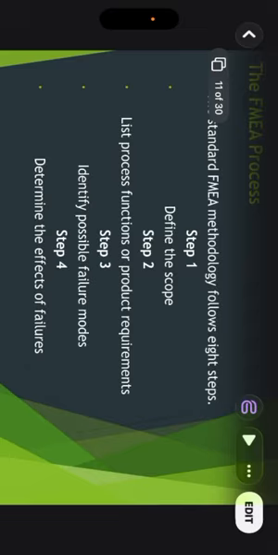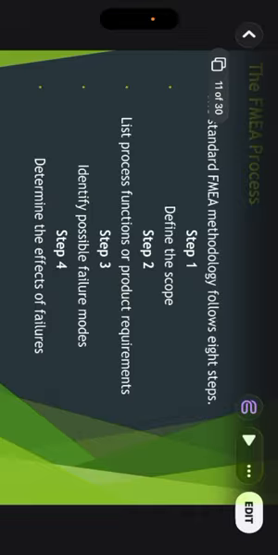So step 3, identify possible failure modes. What are the possible failures that can happen during that production, during that process? What are the possible deviations that can happen from the original intended plan? Step 4, determine the effect of failure. If there's a failure, what happens? What is the effect? This is kind of similar to safety risk assessment.